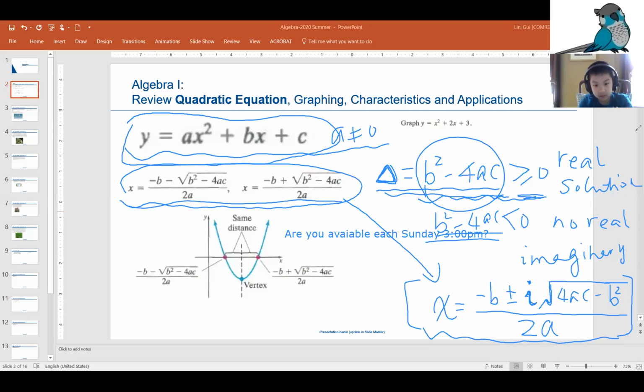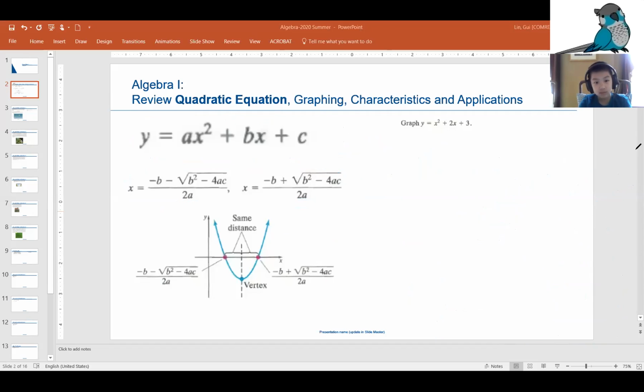So for the quadratic equation, if the discriminant b squared minus 4ac is greater than or equal to 0, we get real solutions. Do you notice how we graph this one? When we graph this one, let me put this a little bit bigger. You can see that when you graph this, these curves form. How do we graph this one?